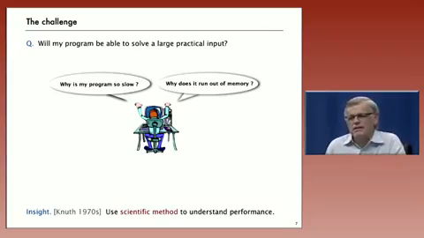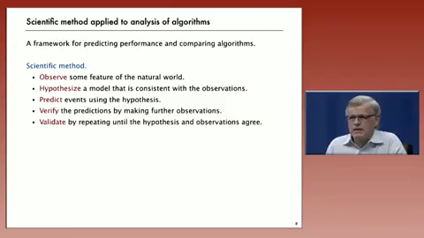And the insight to address this, due to Knuth in the 1970s, was that we really can use the scientific method to understand the performance of algorithms in operation. Maybe we're not unlocking new secrets of the universe, but we can use the scientific method and treat the computer as something to be studied in that way, and come to an understanding of how our programs are going to perform. Let's take a look at that in more detail.